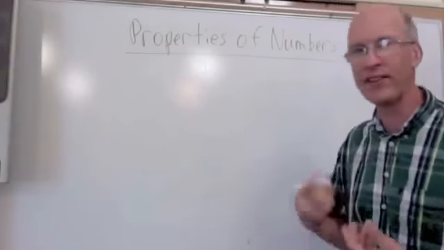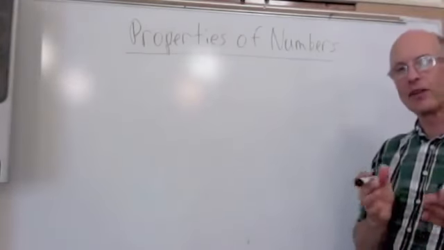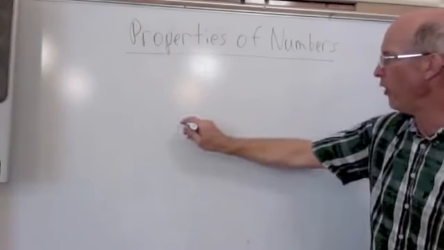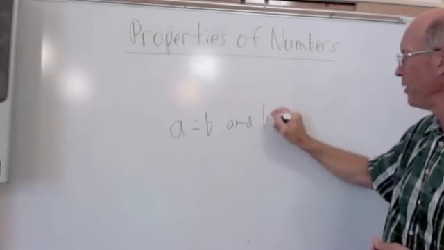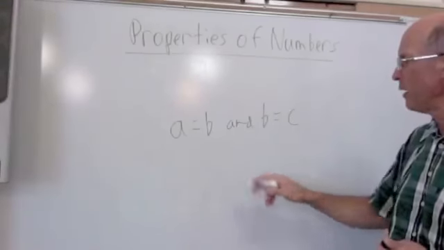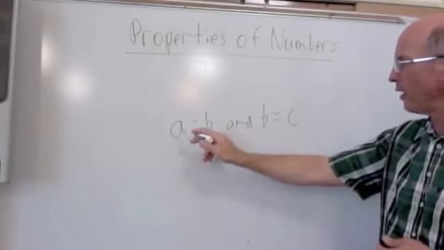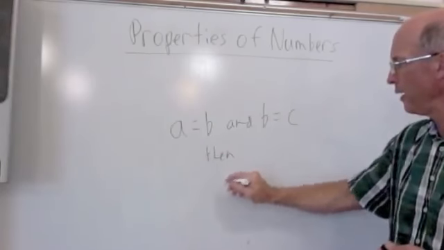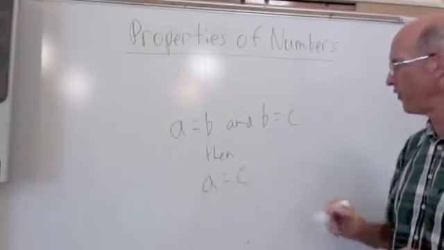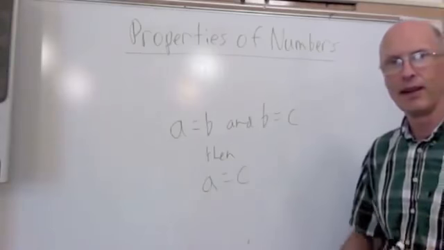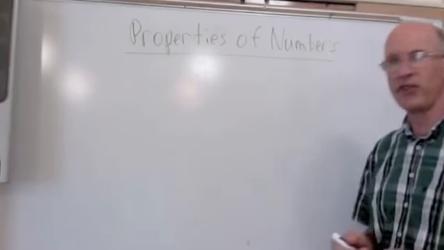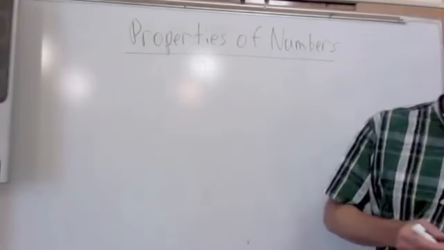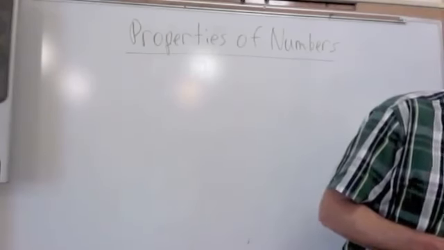Next one's called the transitive property. It's kind of like the word transition. So if A equals B and B equals C, there's like a transition here, then A equals C. Yes, astounding.